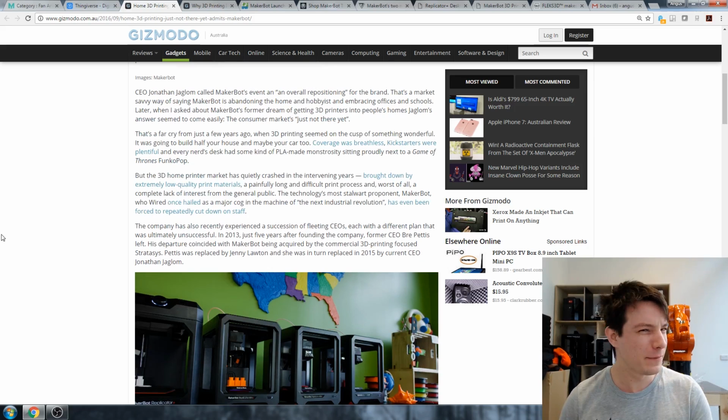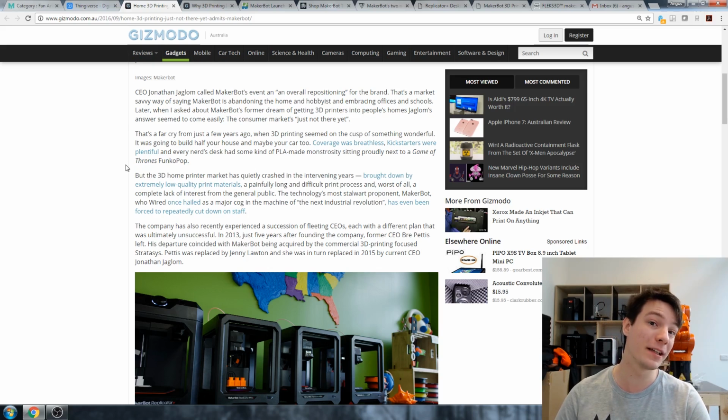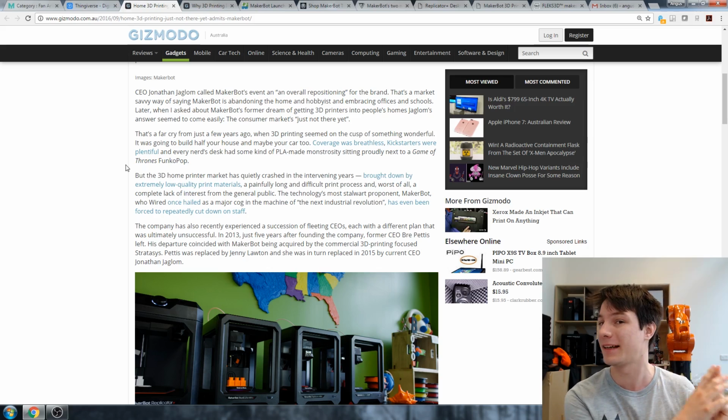But the article does have a little bit of misinformation here, and one that I want to pick up on is this saying that 3D printing is being brought down by extremely low quality print materials. I would completely contest that. In my opinion, the desktop 3D printing market has actually exploded in terms of materials that you can print with and the quality of those materials. Before, it used to just be PLA and ABS.